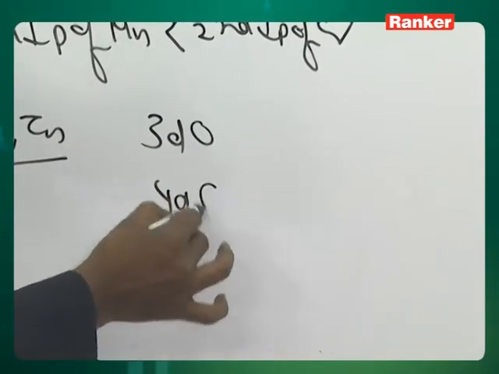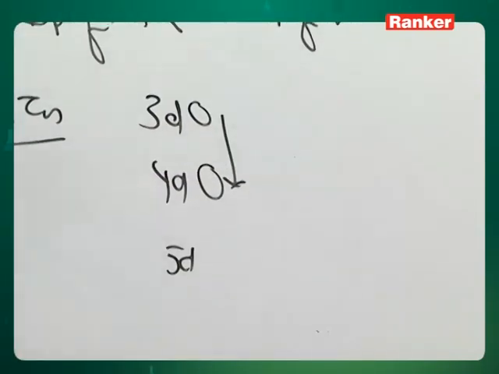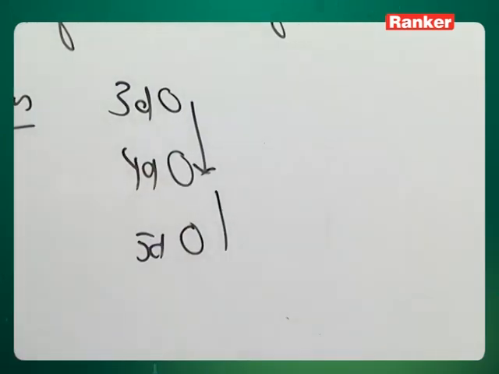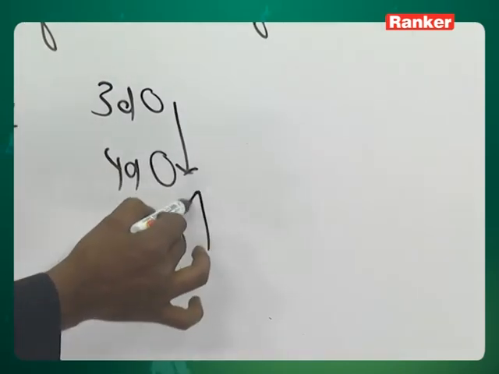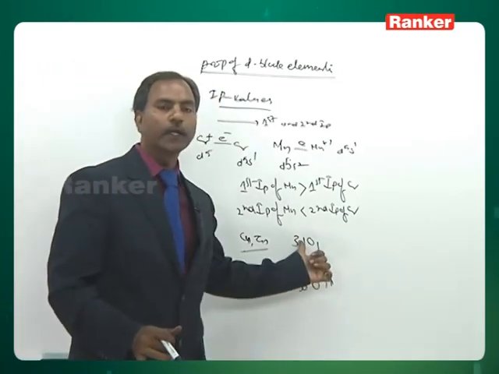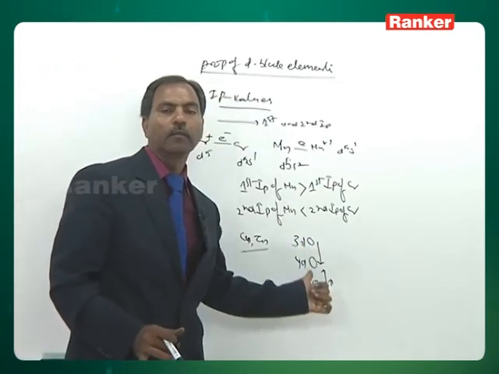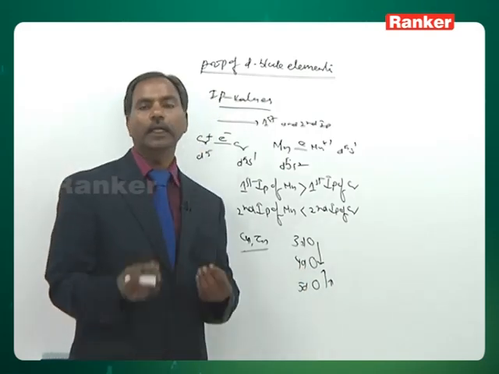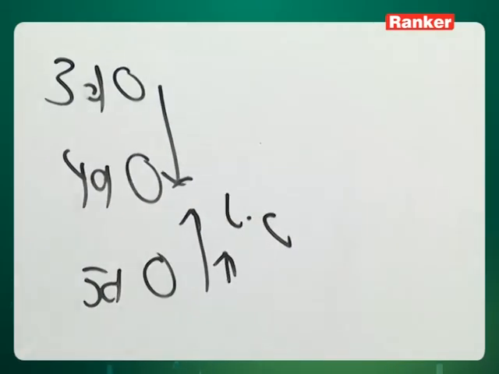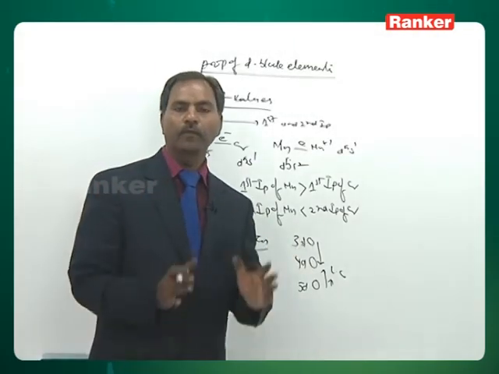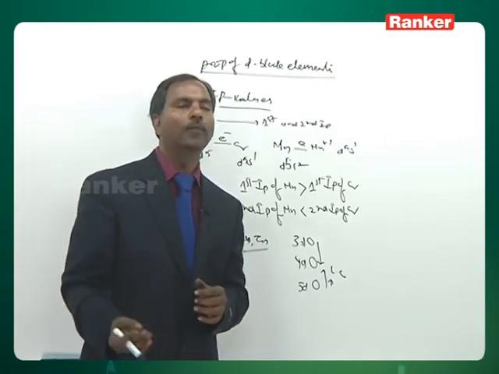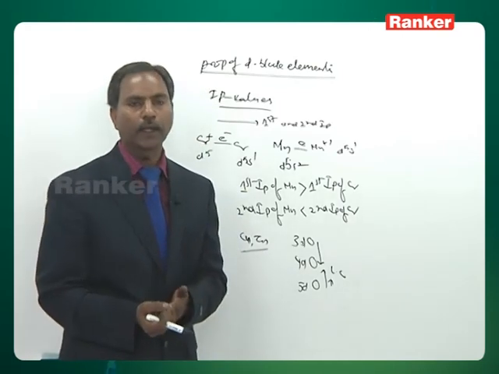Next, consider 3d series to 4d series, and 4d series to 5d series. From 3d series to 4d series, IP values have to decrease. Yes, decreasing. But 4d series to 5d series, IP values should also decrease, but they are not decreasing; 4d to 5d shows an increase. This is due to the lanthanide contraction effect.